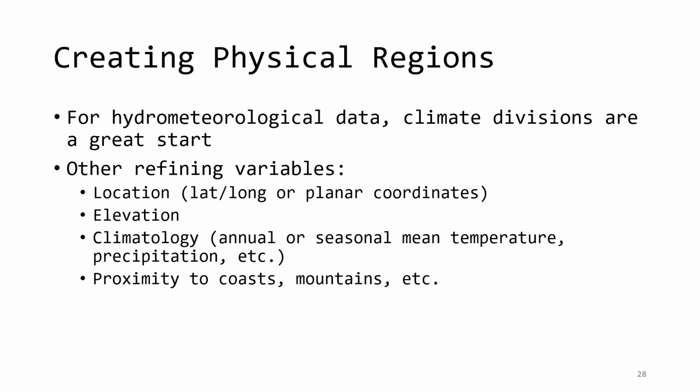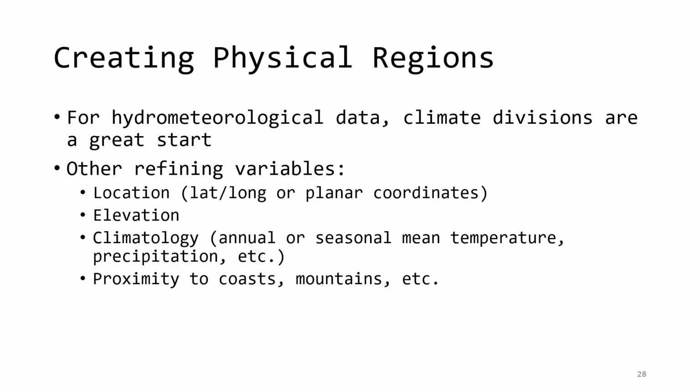When refining the regions, here are some physical variables worth exploring. Location is a good first choice, again pointing back to Tobler's first law. We can quantify location in latitude and longitude or in planar coordinates. Elevation is a critical part of precipitation intensification in many places and can be a good divider of the behavior of sites between valleys and mountains.